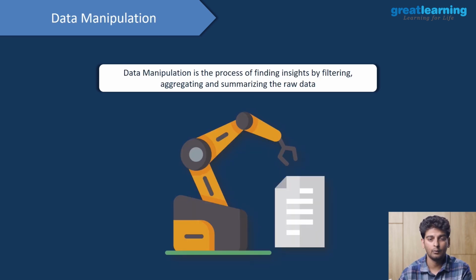Now we'll head on and see what exactly is data manipulation and how can we perform data manipulation operations with R. So let's take an example to understand data manipulation in a better way. Let's say you're given a huge data set by your manager, which comprises of around 1 million rows and 10,000 columns.